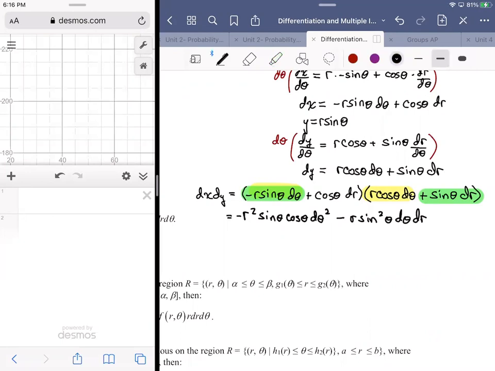All right. And then inners. We're looking at r cosine squared d theta dr. So, you know, kind of running out of room, so I'll just tack it on here. r cosine squared theta d theta dr.